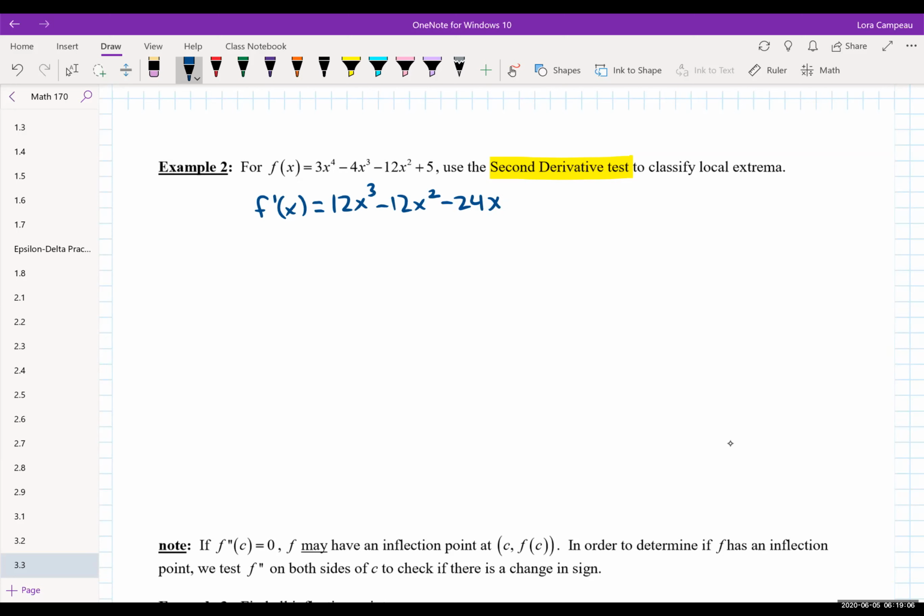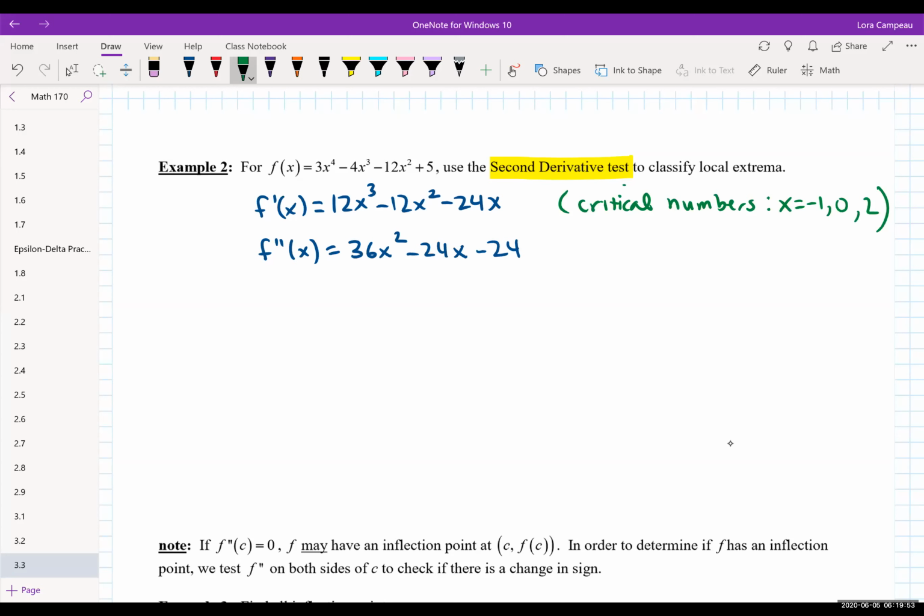And then our second derivative at this point is just taking, keep going. Derivative of 12x cubed is 36x squared, minus 24x. And now the derivative of negative 24x is negative 24. And if you're playing around with where the critical numbers are, don't forget, we found them already. Critical numbers: they were x equals -1, x equals 0, and x equals 2.